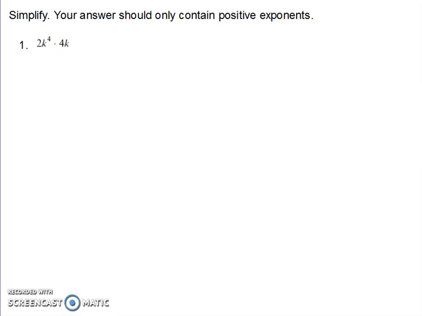Hello everyone, I'm going to complete the 10 problems that I gave you last week regarding the laws of exponents. And we're going to cover this first one here. It says 2k to the fourth times 4k.